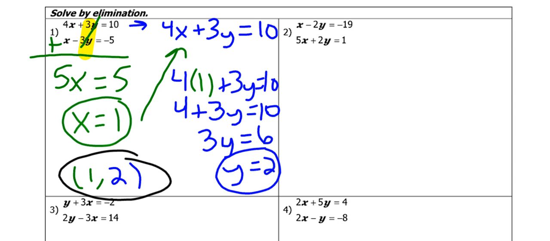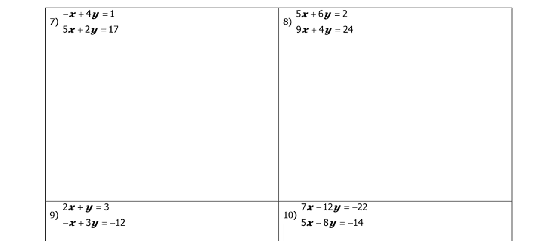All right, let's do a tougher example. Go to the next page. Look at number 7 here. Number 7, we have negative x plus 4y equals 1, and 5x plus 2y equals 17. Well, I still need to eliminate some variables here.